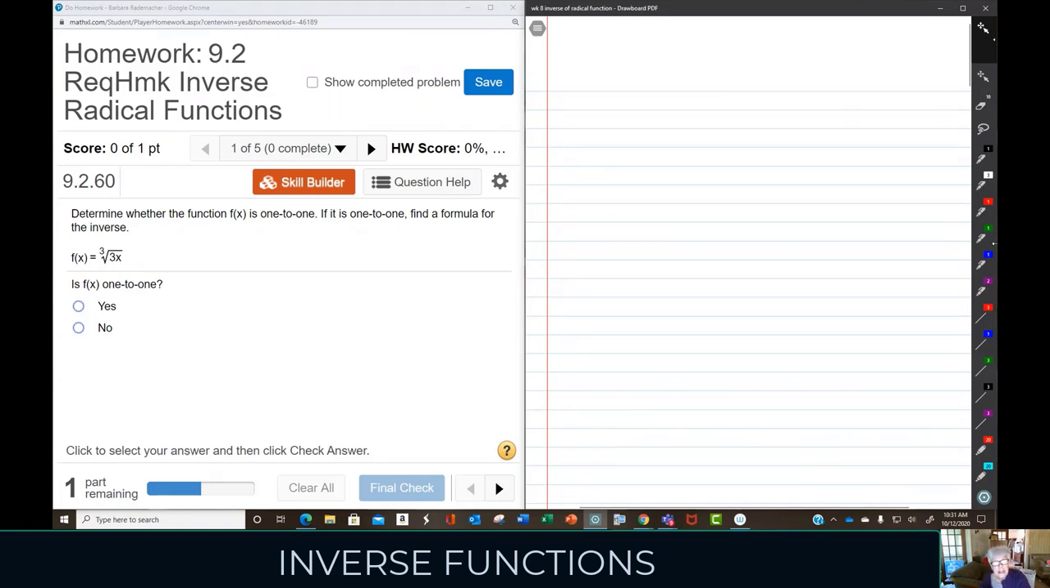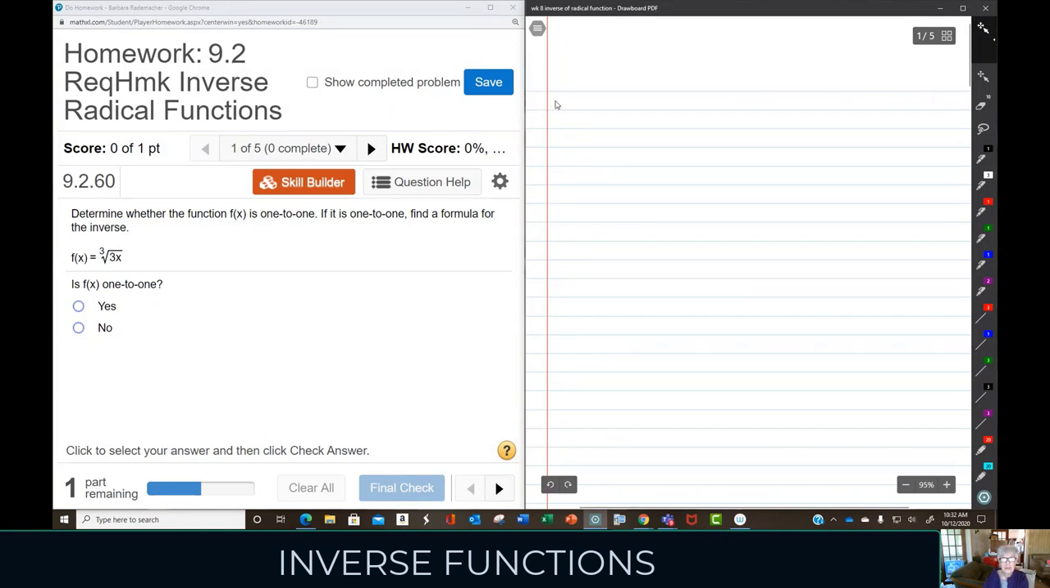Meanwhile, we didn't get to something we needed to get to last week, and that is the inverse functions of radical functions. Remember, we've done inverse functions, how you go about finding the inverse of a function, but this will be a good review of the steps as we apply them to radical functions.